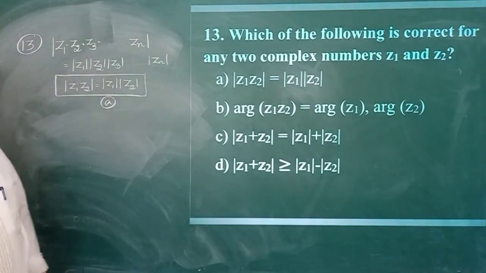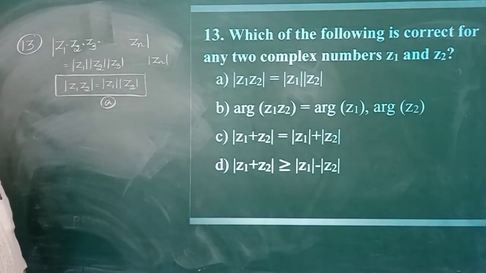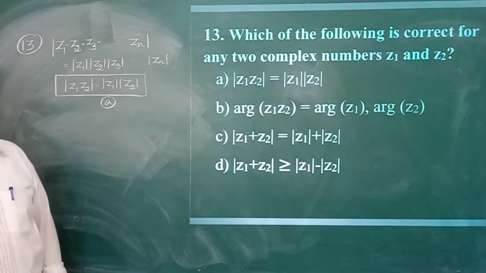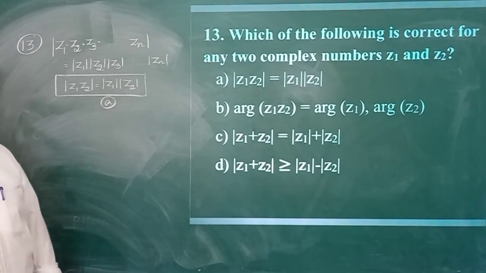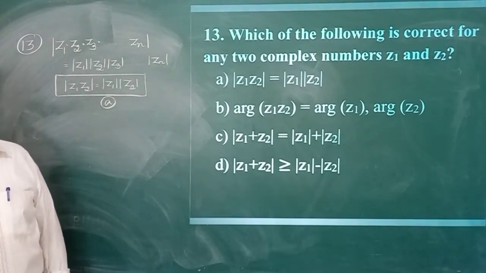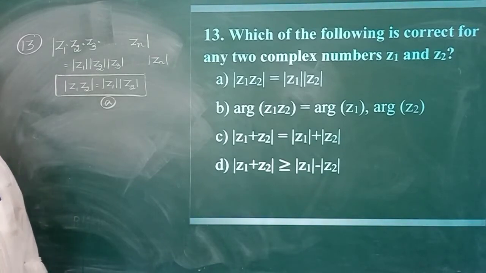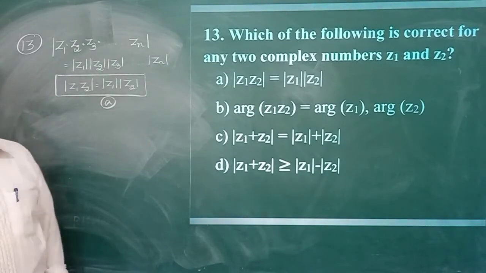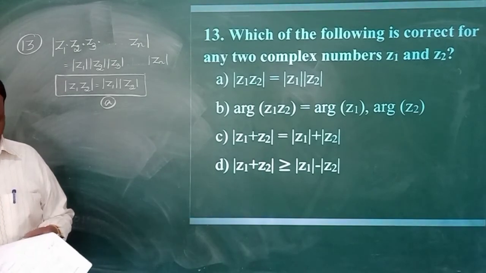Option A, that is, the modulus of a product of complex numbers is always equal to the product of the individual moduli. So we use this formula. We'll go for the next one.